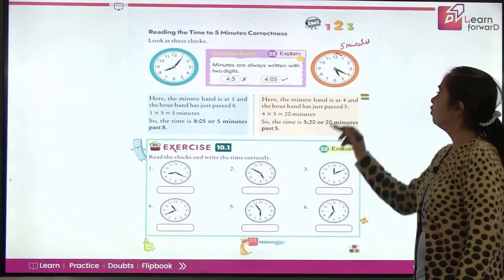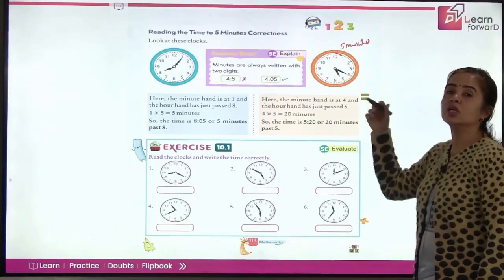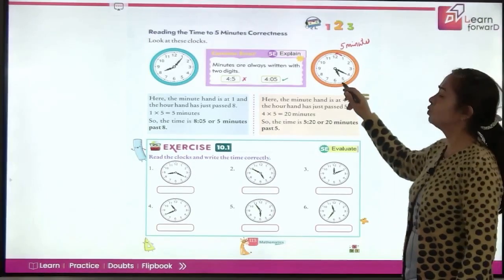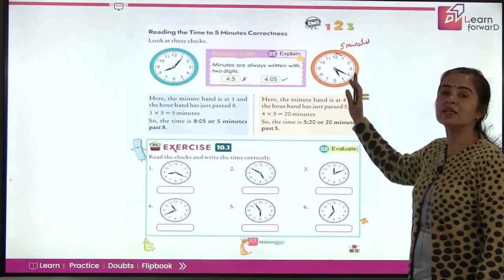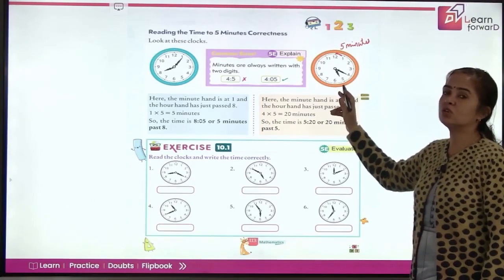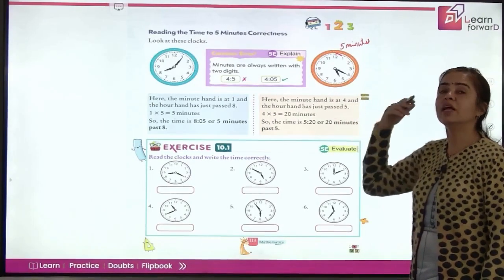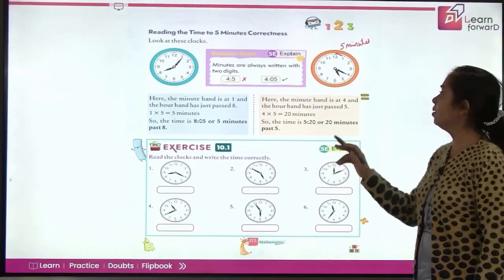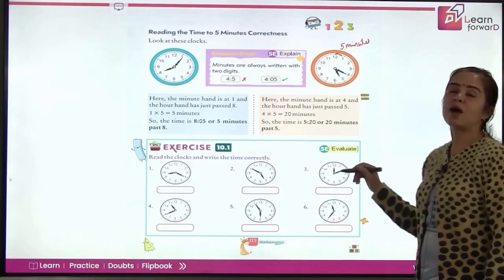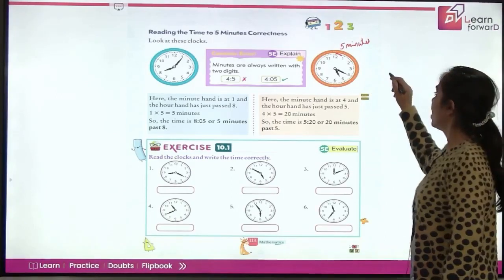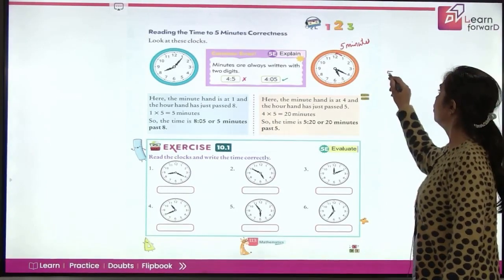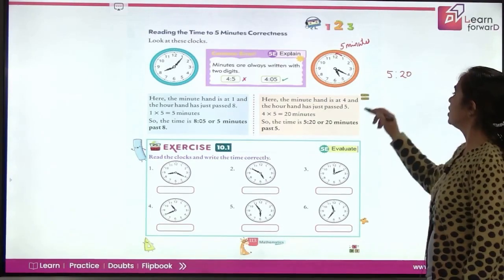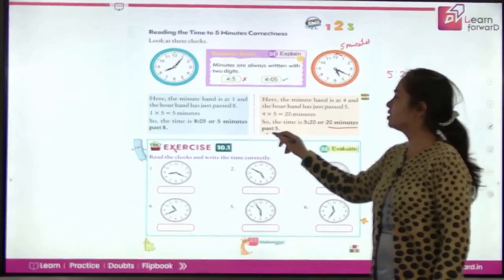That means 5 times 4 is 20. So, 20 minutes have gone. The hour hand has crossed 5, but it has not reached 6 o'clock. That means after 5 o'clock, 20 minutes have gone. So, what is the time? It is 20 minutes past 5. So, we write it as 5 hours 20 minutes. We can also say it as 20 minutes past 5.